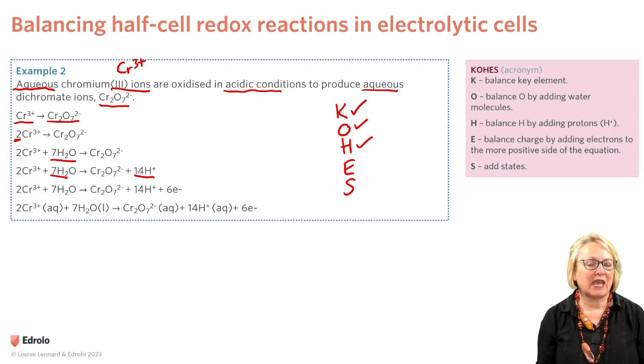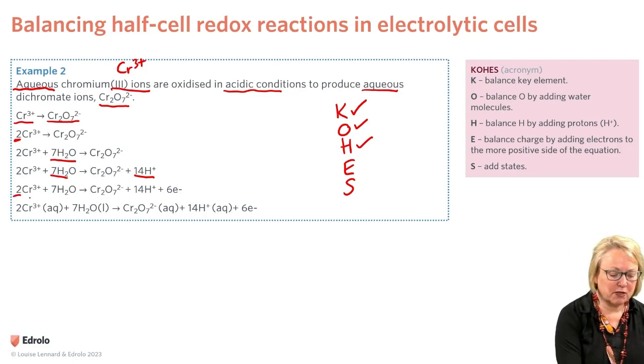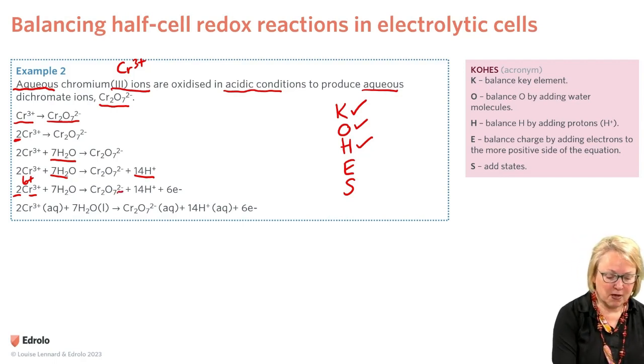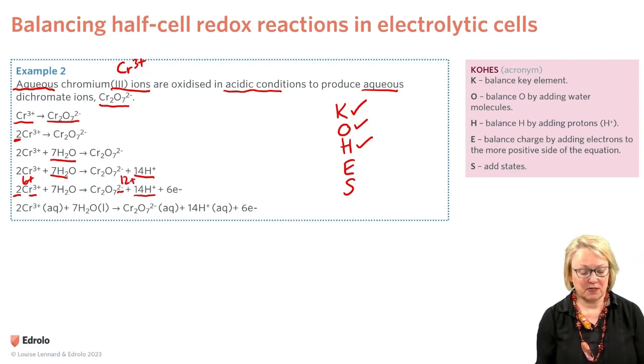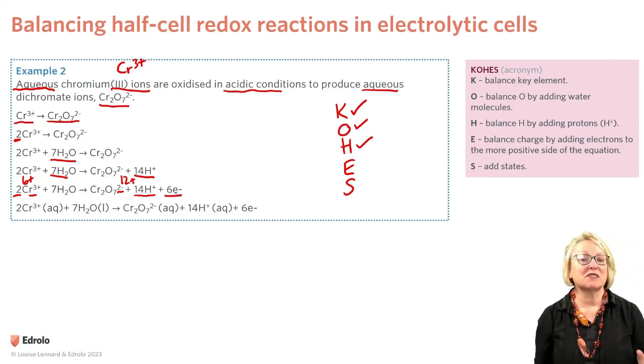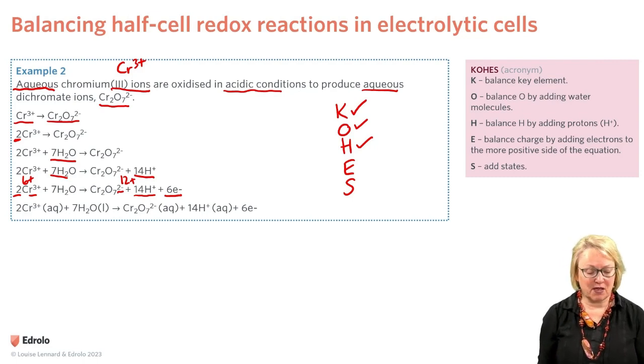Now you need to look carefully at the ions that are there to make sure that you've got the charge right. So we've got 2 lots of 3+, which means we've got 6+ on the left side. We've got 2- here and 12+, so we've got 12+ overall on the right side. So that's the more positive side, so we need to add 6 electrons so we have the same charge on both sides.